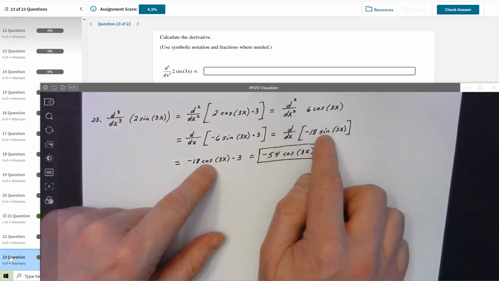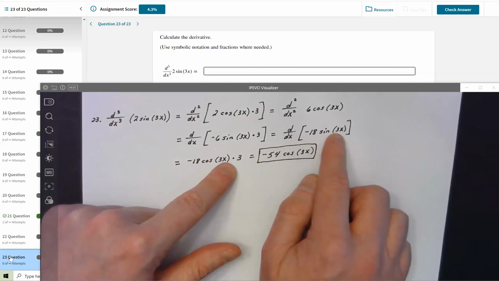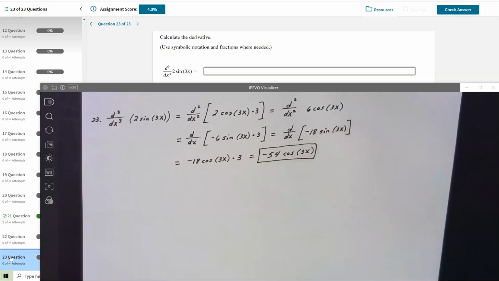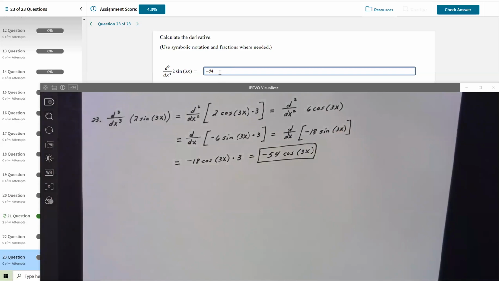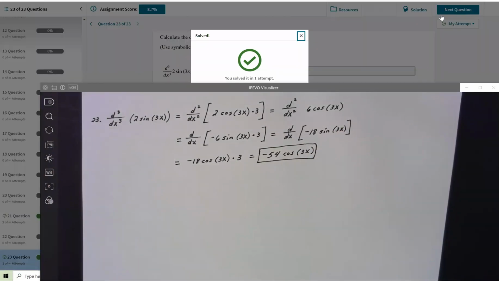Derivative of sine is cosine. I'll get derivative of negative 18 sine is negative 18 cosine of the angle 3x times the derivative of the angle 3. Whenever I multiply that out, of course, 18 times negative 3 should be negative 54. I try that, negative 54 cosine, and then our angle is 3x. I'll close that off and check it, and it's saying correct.